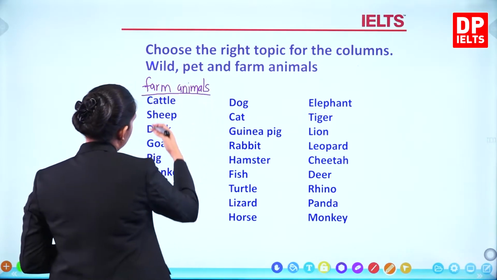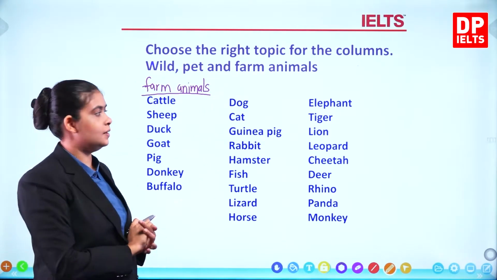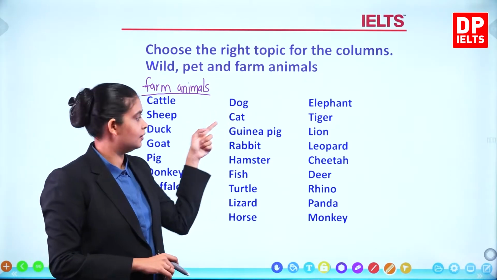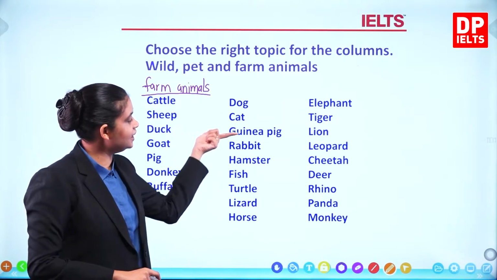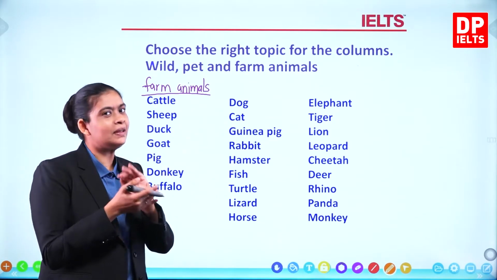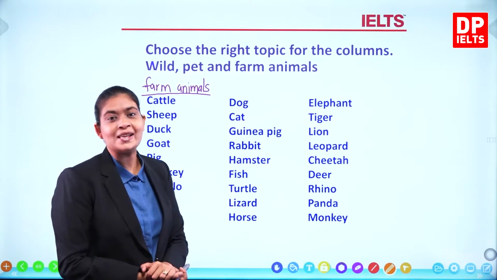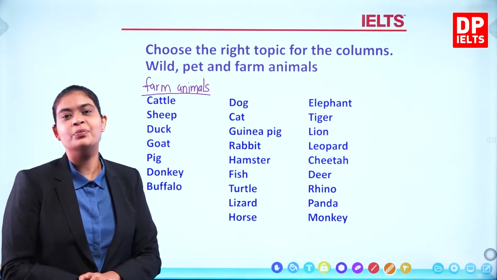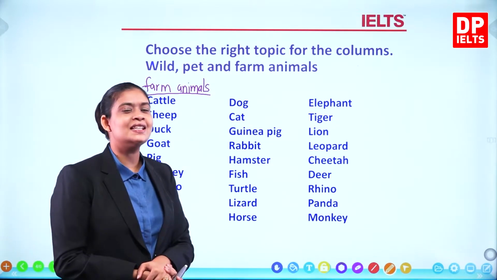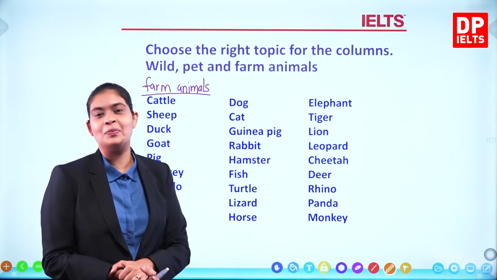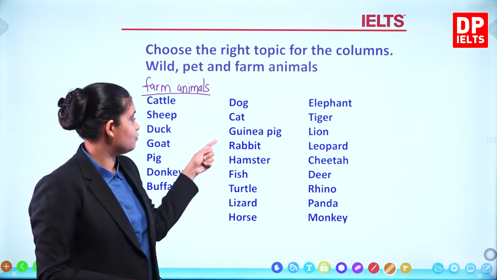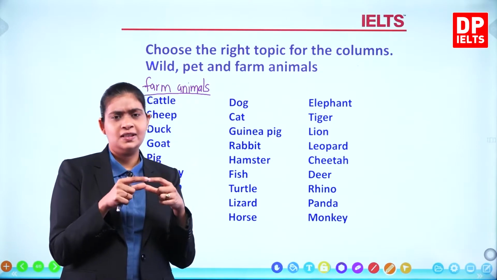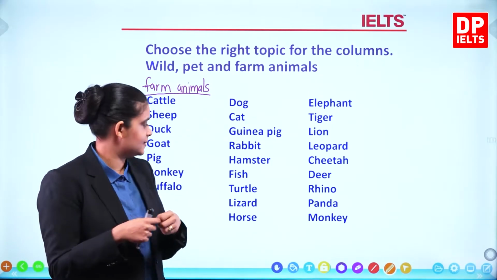Right? So these ones are all farm animals. Then we have the dog, cat, guinea pig. Guinea pigs are little pigs that we actually keep as pets. We don't have a lot of guinea pigs in Sri Lanka, but abroad they are quite a nice, cute type of animal that a lot of people have as pets. Rabbit, hamster, again a little type of a mouse, very small, again we keep as pets.